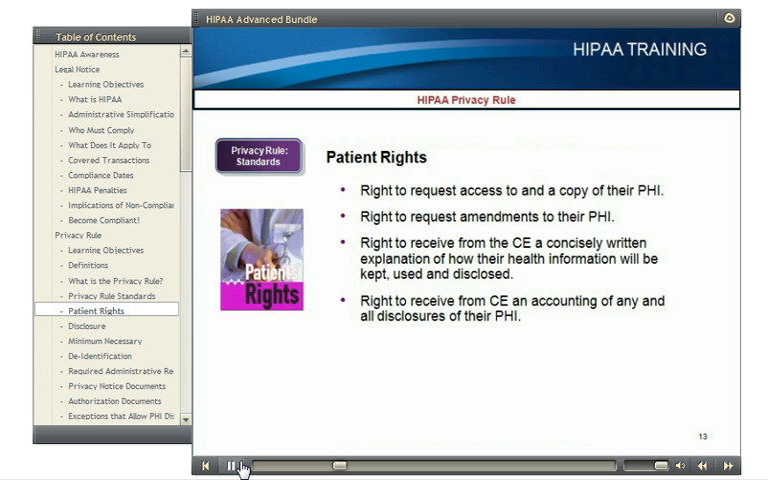Patient rights. Right to request access to and a copy of their PHI. Right to request amendments to their PHI. Right to receive from the CE a concisely written explanation of how their health information will be kept, used, and disclosed. Right to receive from the CE an accounting of any and all disclosures of their PHI.